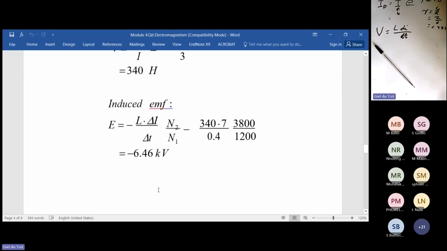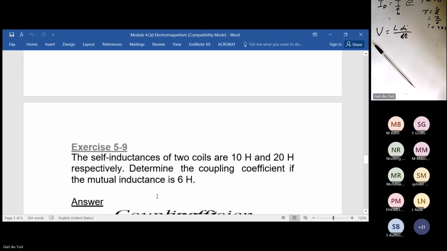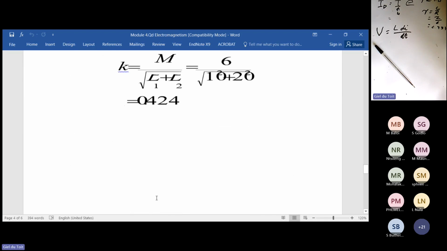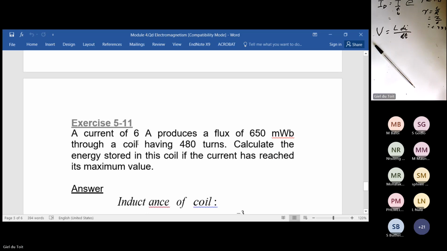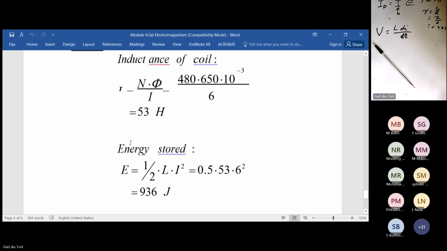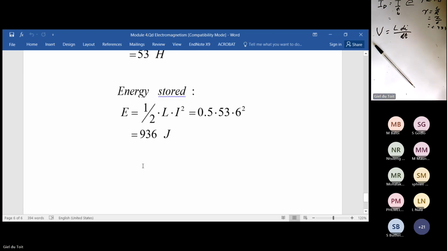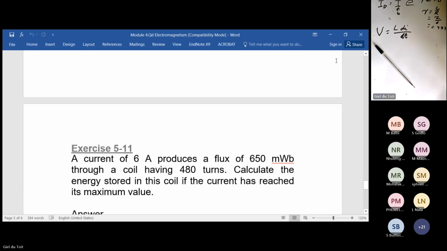Let's skip this one. I'm going to skip that one also. Skip this one. Okay. Let me remove this document and put another one on.